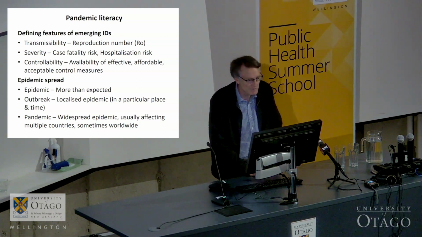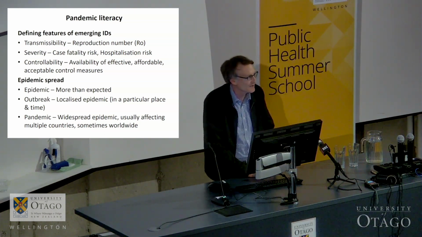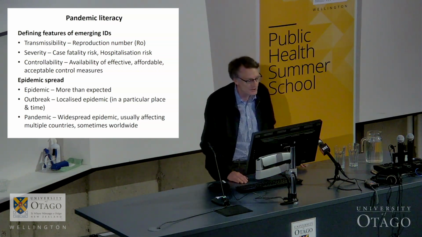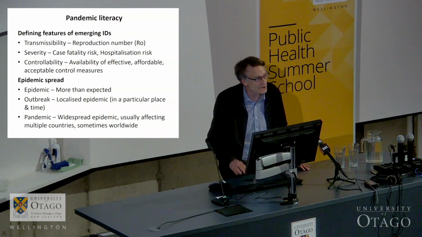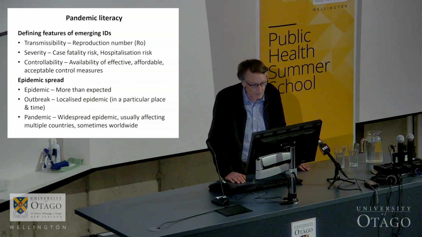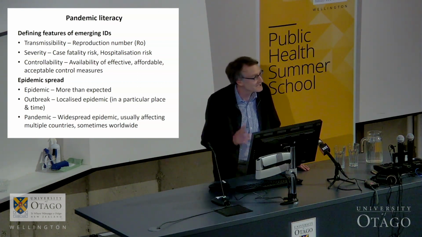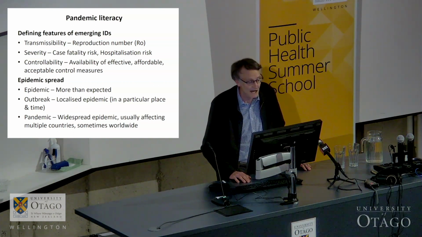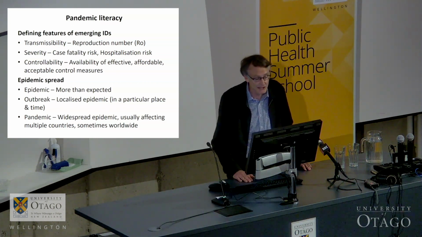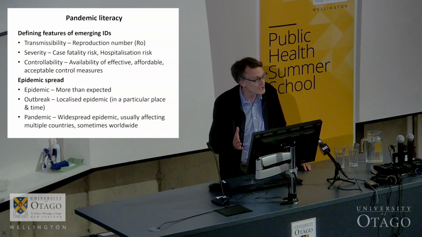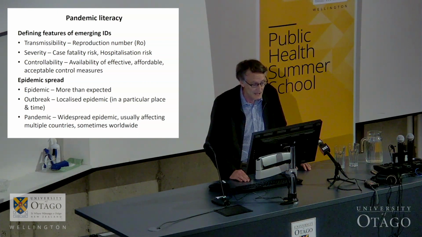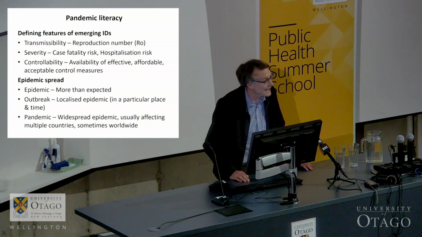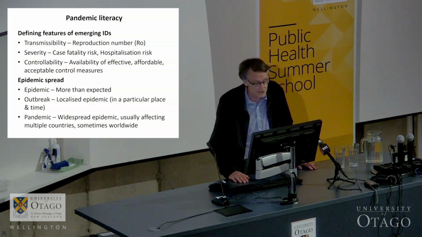So first, in terms of defining features of emerging infectious diseases, one of the key ones is transmissibility, and I'll be giving you some examples of what are called reproduction numbers. Then there's the key issue of severity, reflected by the case fatality risk, the risk of death amongst cases, and very relevant to the health service response, the risk of cases being hospitalised. Controllability, which relates to effective, affordable and socially acceptable control measures.